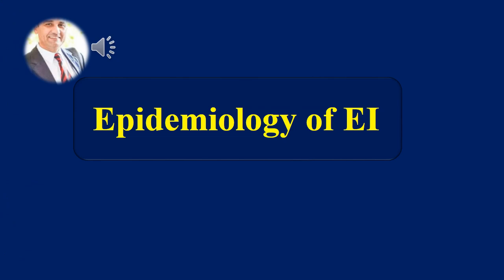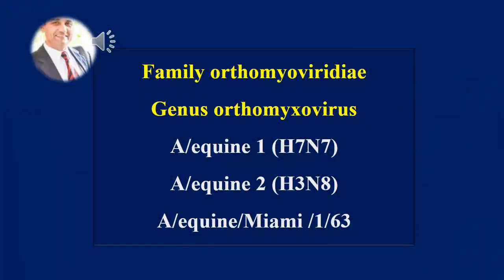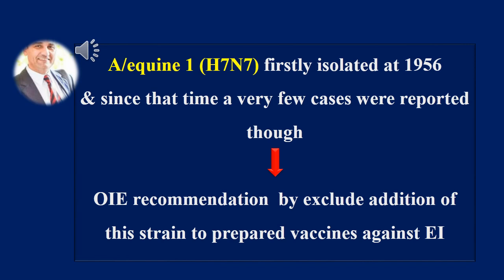We will speak now about the epidemiology of equine influenza viral infection, and the pathogenic risk factors. Equine influenza virus belongs to family Orthomyxoviridae, genus Influenza A virus, with 3 strains: A/equine/1 H7N7, A/equine/2 H3N8, and A/equine/Miami/1/63. The H7N7 strain was first isolated in 1956, and since that time very few cases have been reported, so the OIE recommends excluding this strain from prepared vaccines against equine influenza.